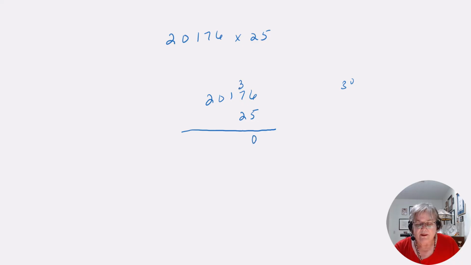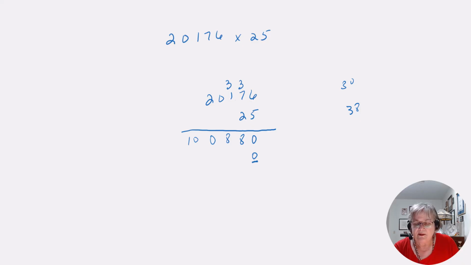5 times 7 is 35, plus 3 is 38. We write the 8 down and carry the 3. 5 times 1 is 5, plus 3 is 8. 5 times 0 is 0. 5 times 2 is 10. Okay, then we skip a spot. You can either leave it blank or put the 0 right there.